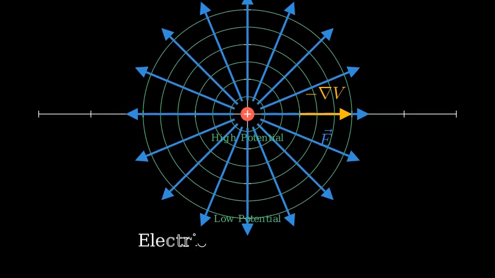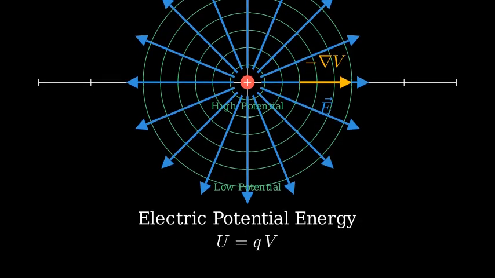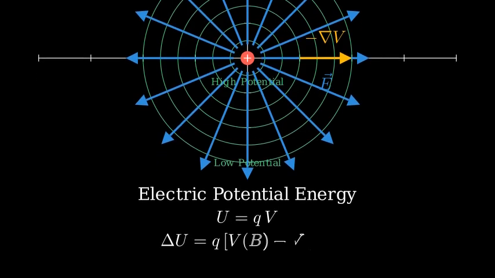Let's now discuss electric potential energy, which is closely related to electric potential. A charge q placed at a point of potential V has potential energy U equal to q times V. When a charge moves from point A to point B, the change in potential energy is given by delta U equals q times the quantity V of B minus V of A.